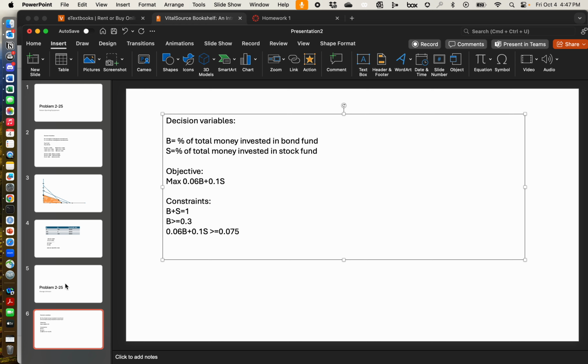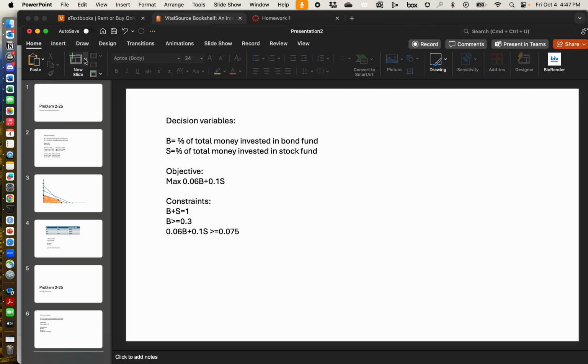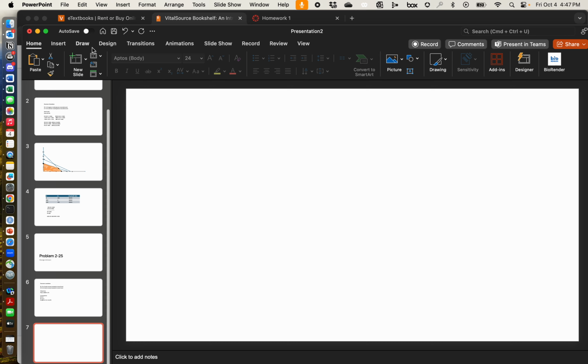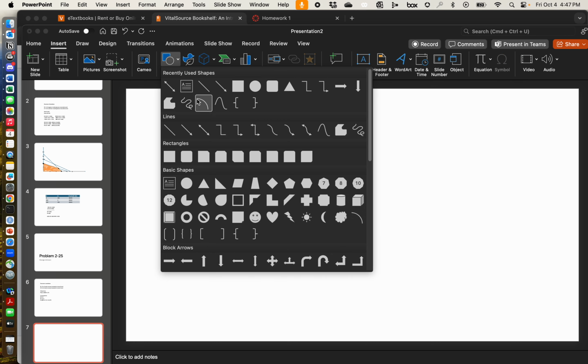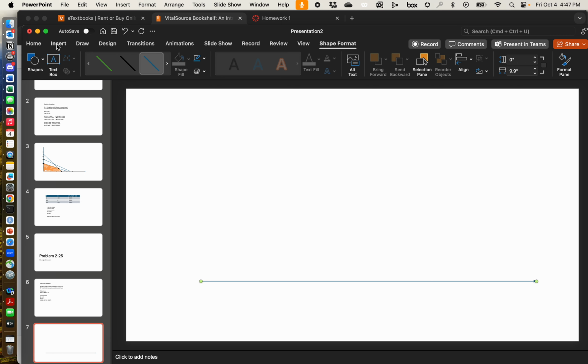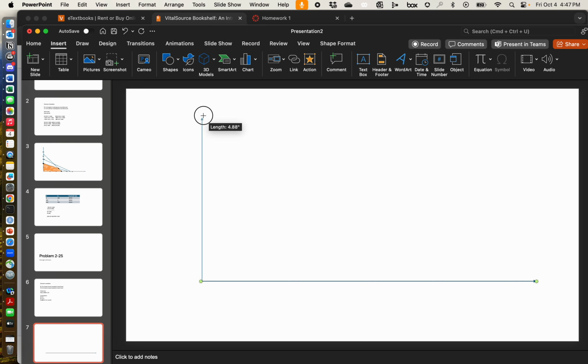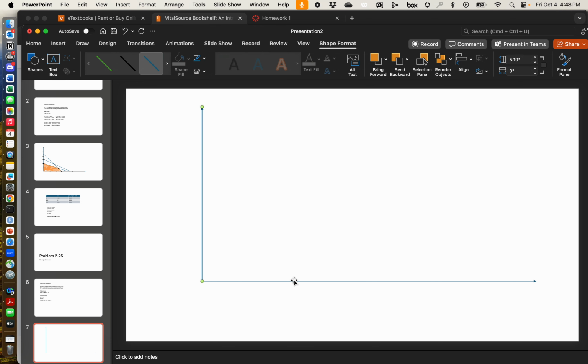Let's plot these constraints out. Again, I'm going to insert a new blank slide. Let's begin with the axes. Let's begin with the x-axis, and then the y-axis. There you go. They look perpendicular enough.